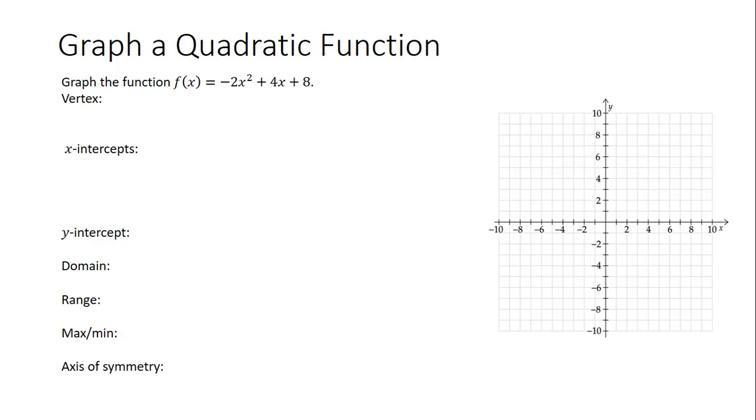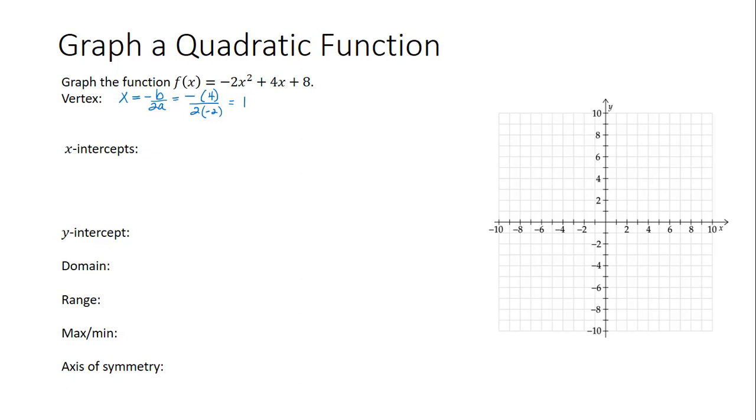Because this quadratic function is in the general form, we will use the vertex formula to find the vertex. Recall that x is equal to negative b over 2a gives us the x value of the vertex. In this case, we have the opposite of 4 divided by 2 times the value of a, which is negative 2. So negative 4 divided by negative 4 is 1.